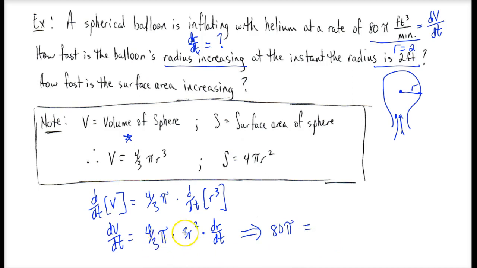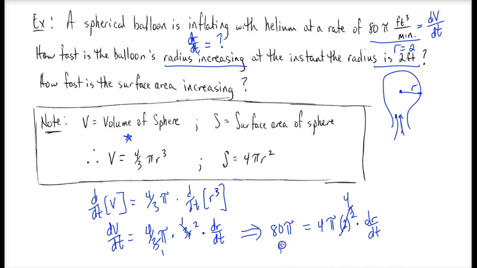Here we can reduce these 3's to 1, so we got that. What we'll have left here is 4 pi r squared times dr over dt. Of course, dr over dt is what we're trying to solve for. Our value for r here is 2, so in place of this r we could put a 2 instead. Let's go ahead and do that. So we have 2 squared, which ends up just being 4.